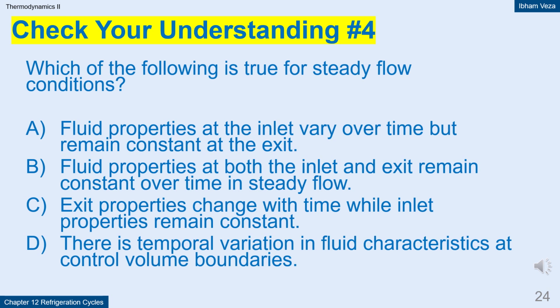with time. C. Exit properties change with time, while inlet properties remain constant. This is incorrect because in steady flow, both inlet and exit properties must remain constant over time. D. There is temporal variation in fluid characteristics at control volume boundaries. This is incorrect because by definition, steady flow implies no temporal variation in fluid properties.